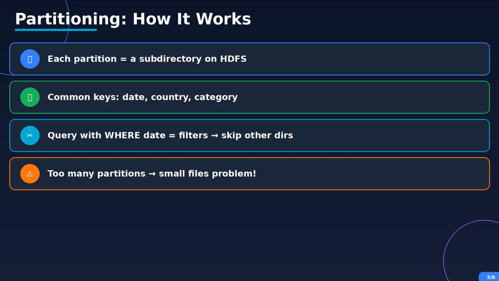Common partition keys are date, country, and category. But be careful. Too many partitions with little data each leads to the small files problem we discussed in another video.